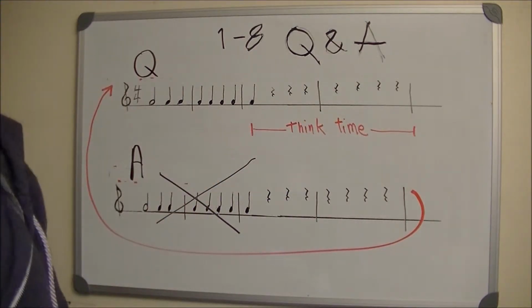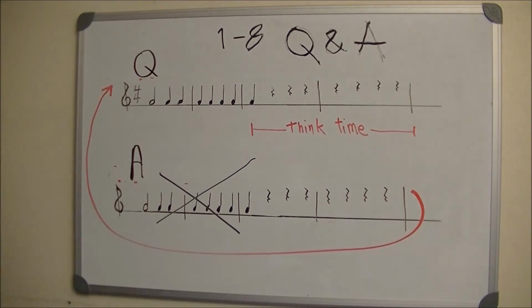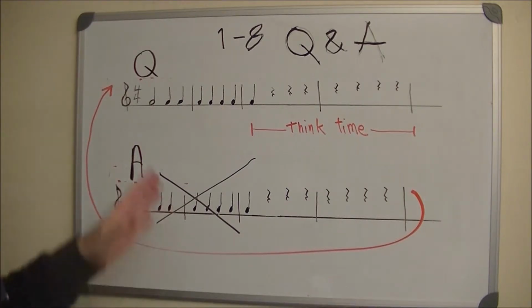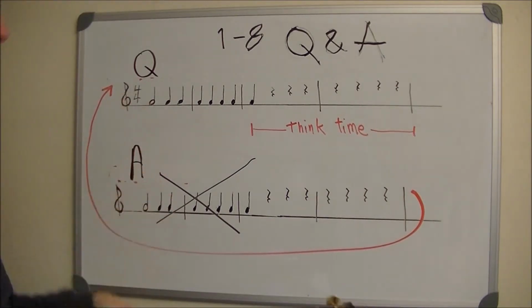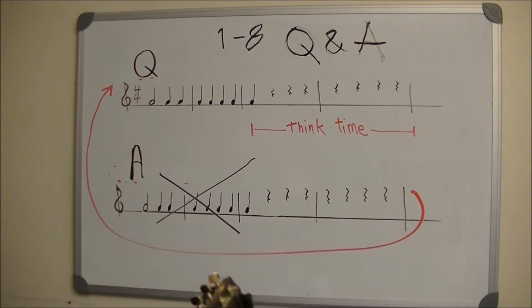Now sections are really important to a composition of pop songs, so let me play a round of Q and A. Same rhythm up here, different rhythm here. I'll use a B7 chord here and an E major chord here.